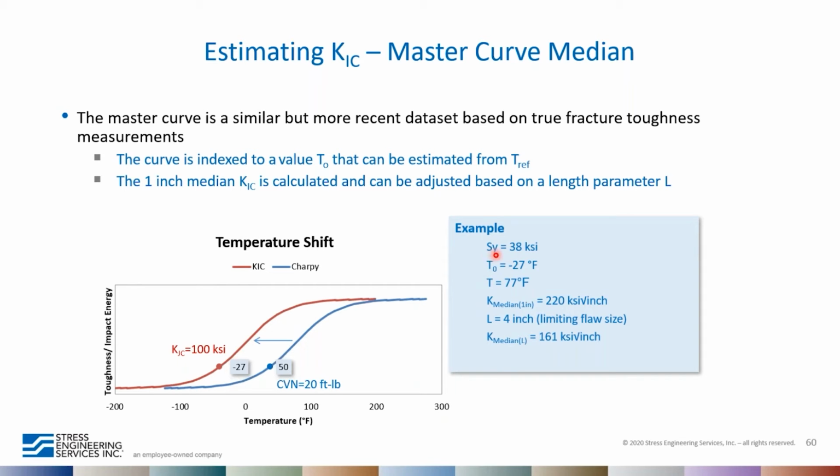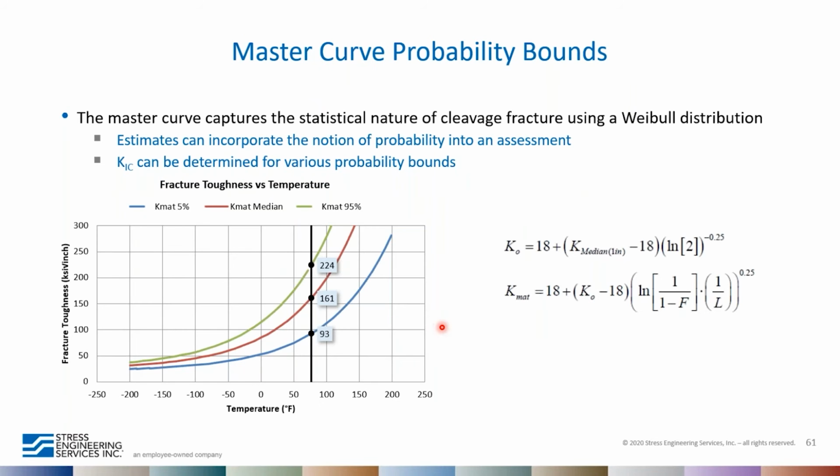And so for a material with a yield strength of 38 KSI, we have a T naught of minus 27 degrees when it's operating at 77 degrees Fahrenheit. And that gives us a median fracture toughness of 220 KSI root inch, which when length adjusted gets us to 161 KSI root inch.